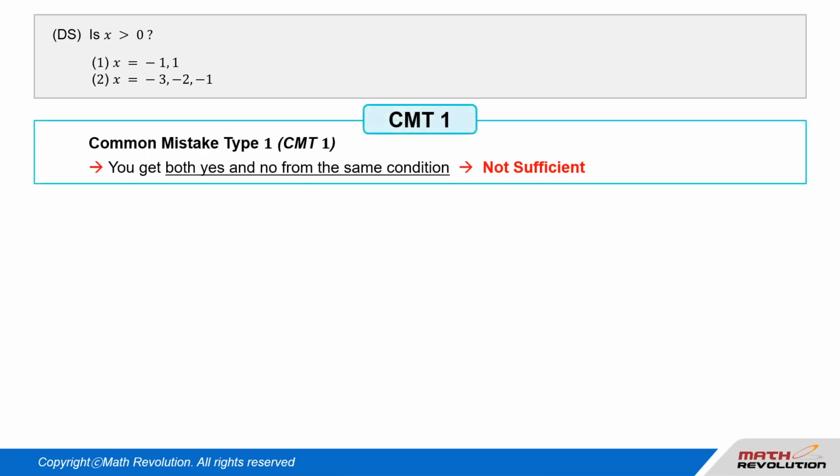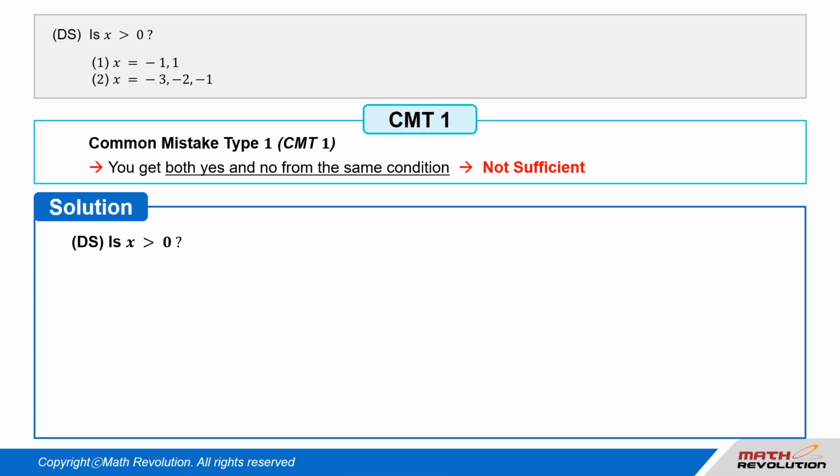Solution: Common mistake type 1, or CMT1. If you are getting both yes and no from the same condition, the condition is not sufficient. Wow, this is very important, so memorize this. If you are getting both yes and no, it means that they are not unique, thus not sufficient.